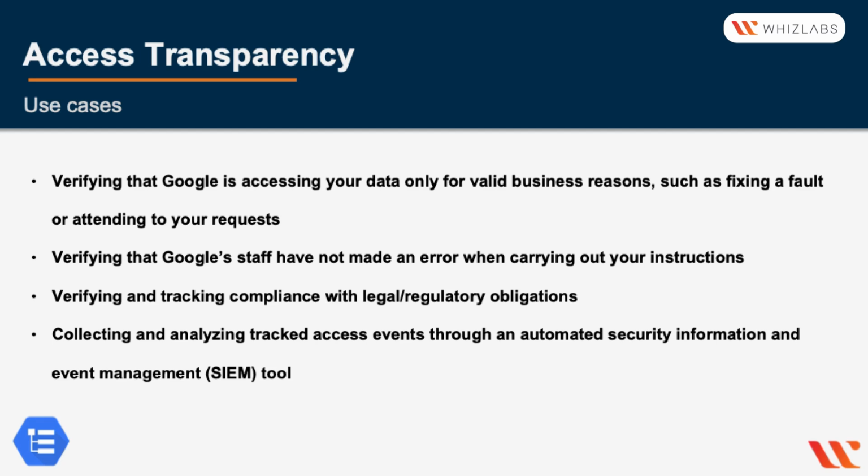So what are some of the use cases why this would be useful? For example, you want to verify that Google is accessing your data only for valid business reasons, such as fixing a fault or attending to requests that you raise. Verifying that Google staff have not made any errors when carrying out these instructions. The Google staff are also people and administrators like some of us, so they might make mistakes, and you want to make sure that those are separately logged so we won't blame our own organization members.